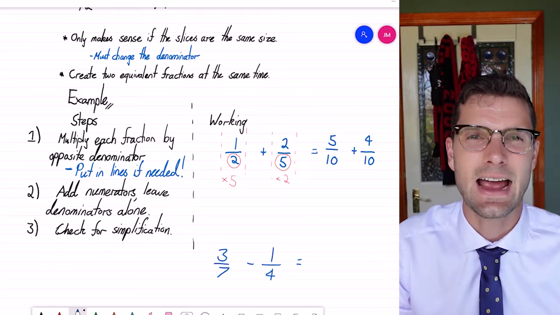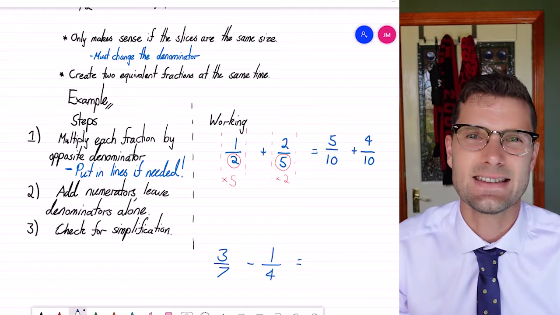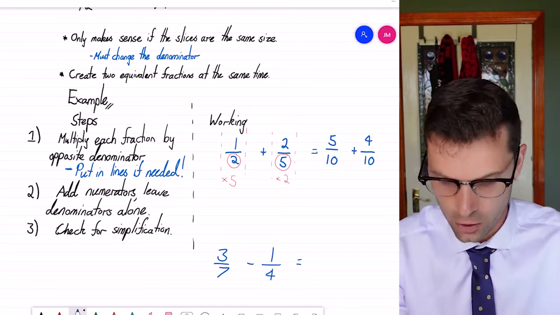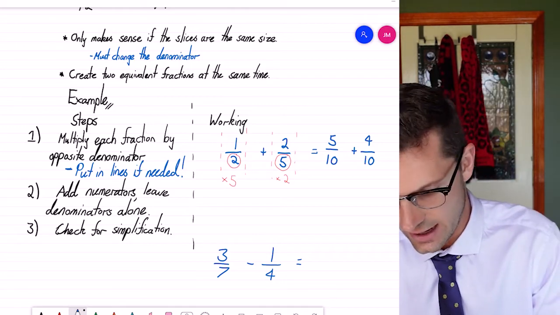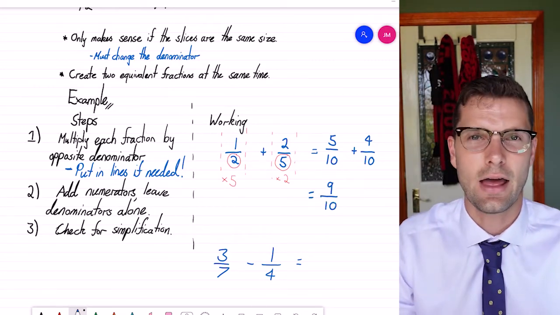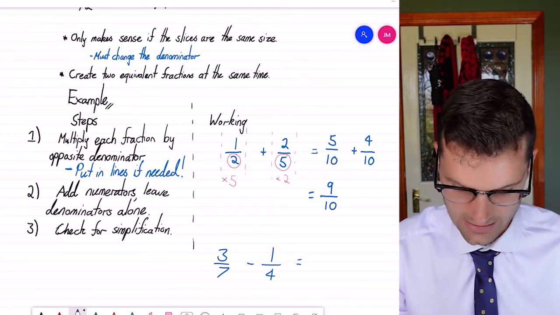Once those are the same down the bottom, all we have to do to finish this off, and that's step number 2, is add the numerators together just like you normally would, but keep the denominator the same. So that becomes 9 over 10. And that's your full marks right there, okay? Always check for simplification, but that's how we do it.